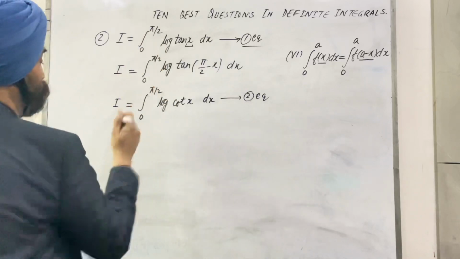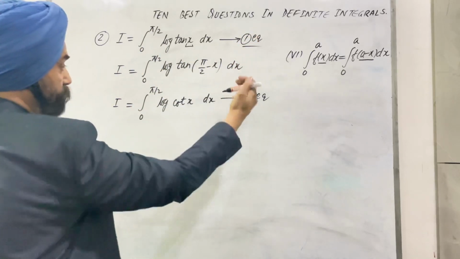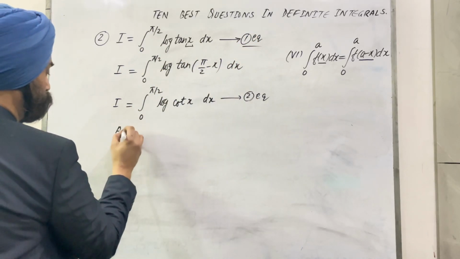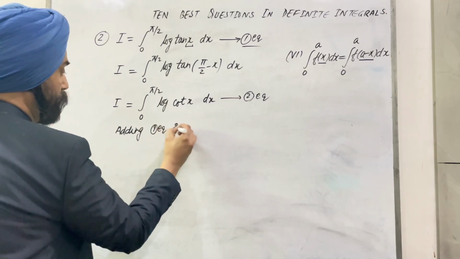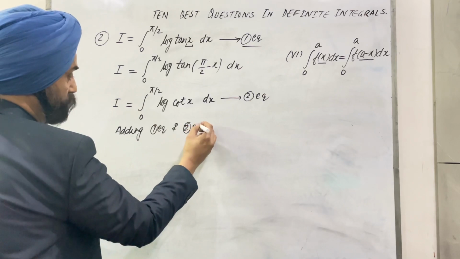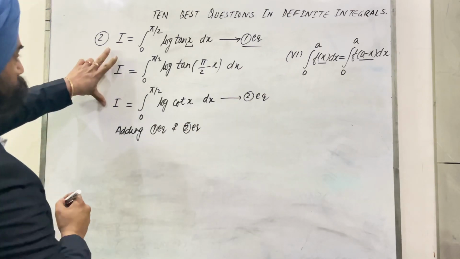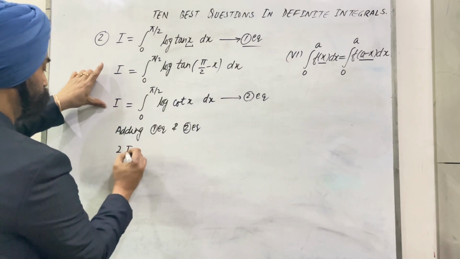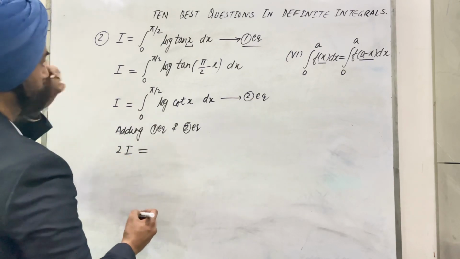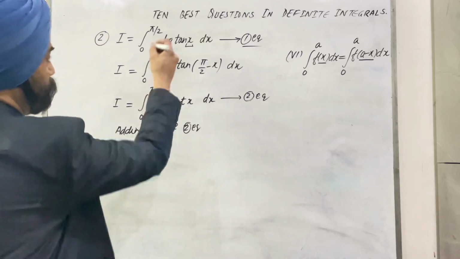Now as usual, I'll be adding first and the second equations. So adding first equation and second equation. The left hand sides will be added together. I is here and another I is here. So we just need to add the left hand sides together. Likewise, right hand sides will also be added together.